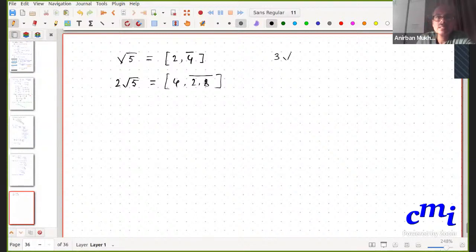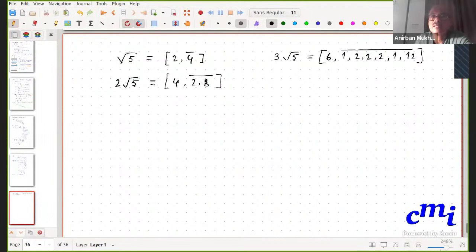Then let's write 3 square root of 5. So multiplying it by 3, the expansion is 6, 1, 2, 2, 2, 1, 12. And this part repeats. So it's such a long block suddenly. 1, 2, 2, 2, 1, 12.